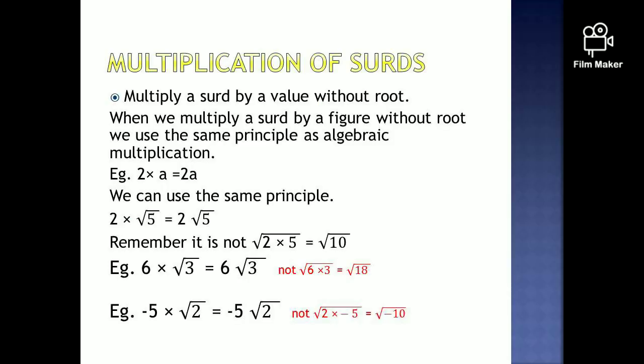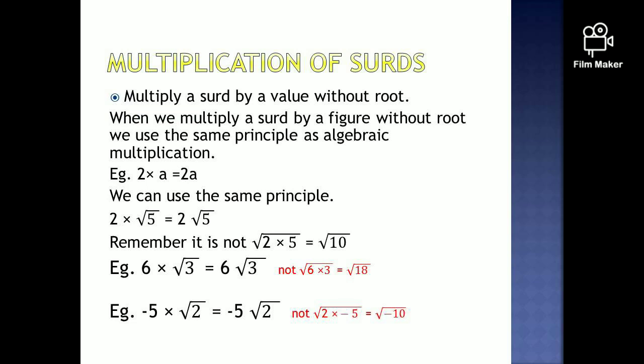In this slide, we'll discuss how to multiply a surd by a value without a root. That means this is not a multiplication between two surd numbers. A surd number is multiplied by just a figure without a root. We can use the same technique we have used with the multiplication of algebraic terms. For example, if you multiply 2 by a, your answer is 2a. If you multiply 5 by c, your answer is 5c. Like that, if you multiply square root of 5 by 2, your answer would be 2 root 5.